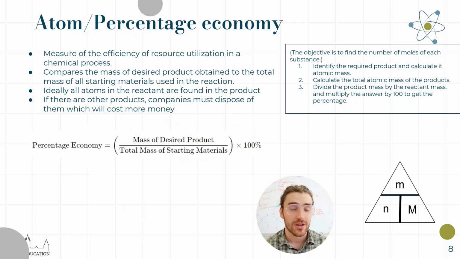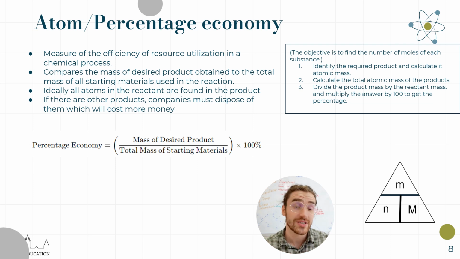Okay, so percentage economy is pretty similar to our percentage yield, but instead what we're looking at here is how effective is the equation in making a specific product. A lot of the times with the equations we use or the chemical reactions we use, we're going to get a waste product, a product that we don't actually want. Okay, so the percentage economy is going to find out what is the percentage economy for a specific chemical reaction. How efficient is it at making our specific desired product?